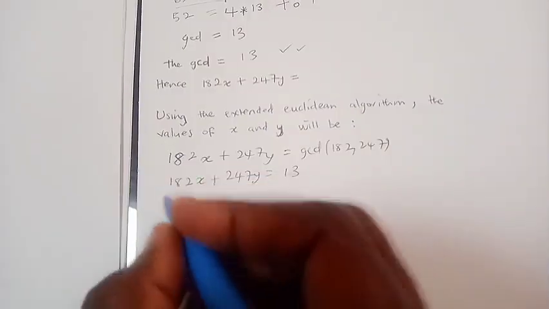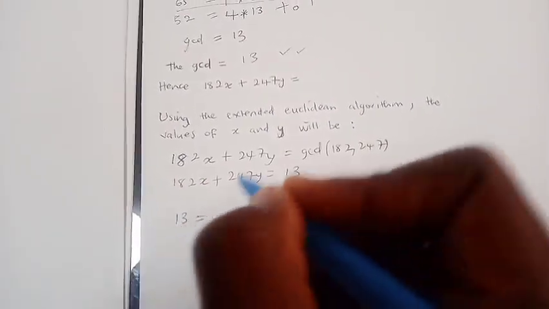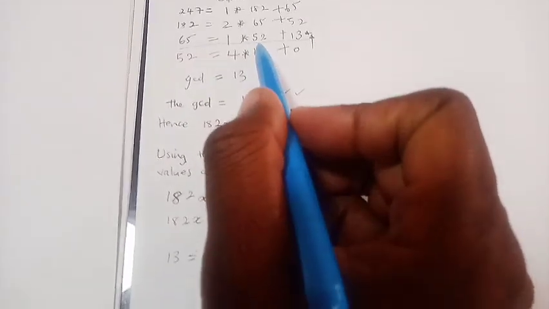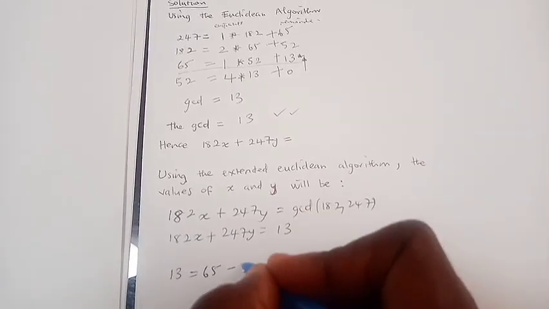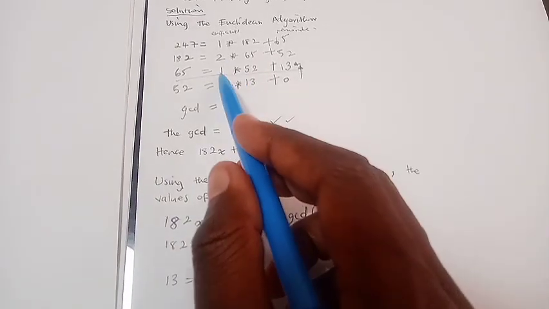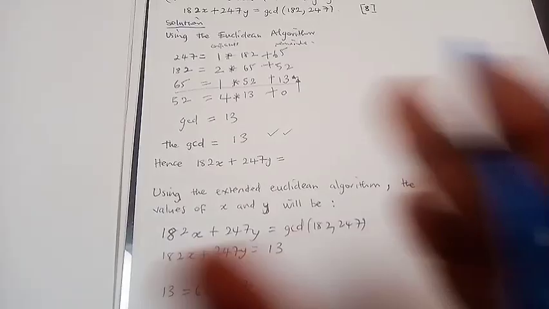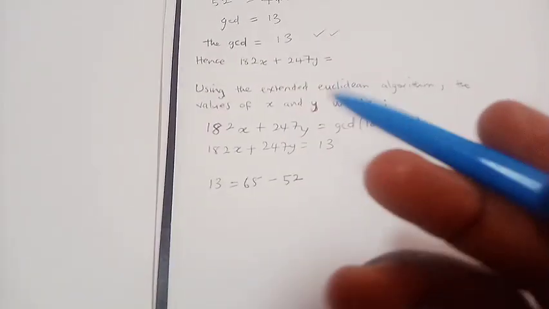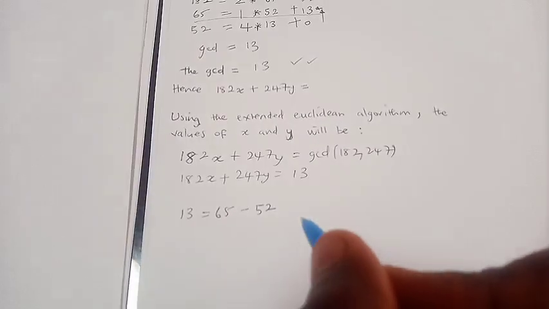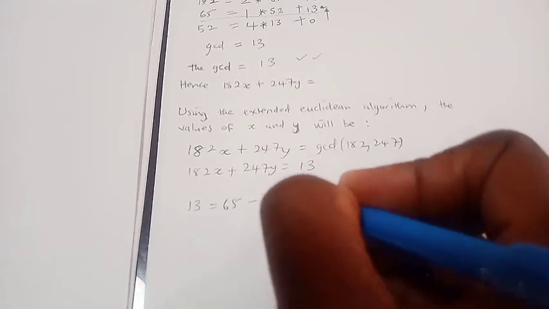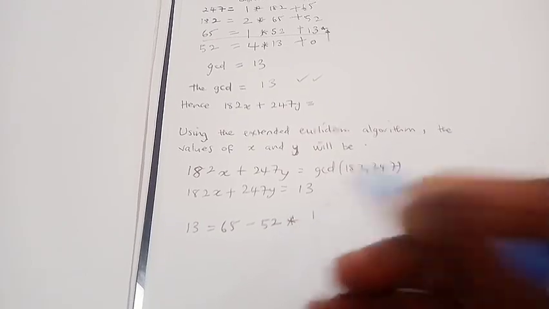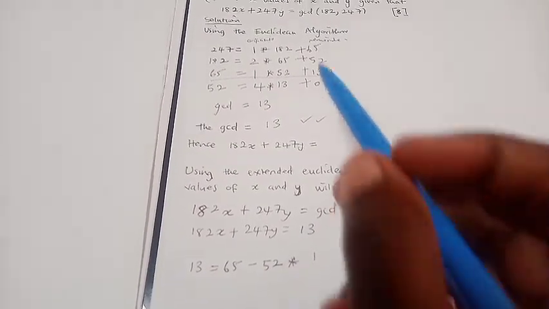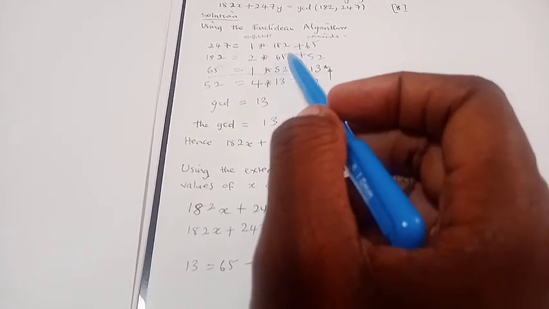So how do we do that? We say 13 is equal to 65 minus the 52 over here, 52. I would encourage you to put these coefficients at the far right end of the equation, for clarity purposes. I'll explain later. So it's 52 multiplied by 1.